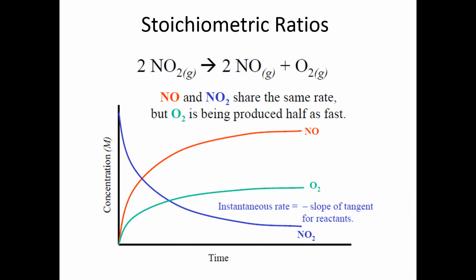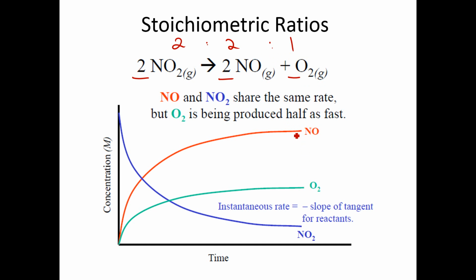Stoichiometric ratios. So stoichiometry is important in rates. So notice here is a 2 to 2 to 1 ratio between our reactants and products. What that means is that NO and NO2 are going to share the same rate. So NO is going to be formed at the same rate as NO2 is being used up. O2 is going to be produced half as fast since it's a 2 to 1 ratio here.